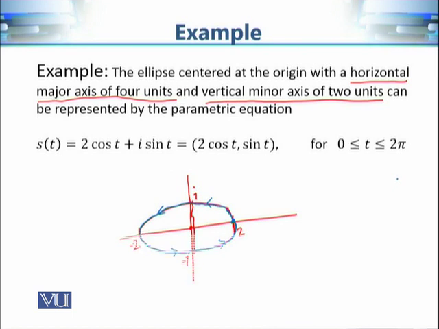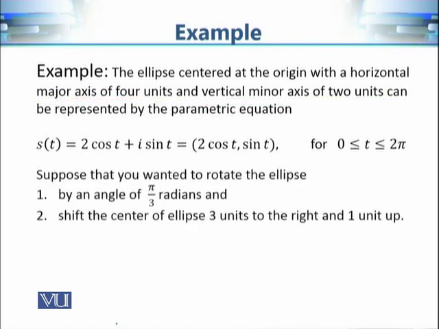Now we want to construct a linear transformation that first rotates the ellipse by an angle of pi by 3 radians, and secondly, also shifts the center of the ellipse 3 units to the right and 1 unit up. What does rotation by an angle of pi by 3 mean? In other words, we want a linear transformation that rotates the whole ellipse by pi by 3 angle. Okay, so this is the angle pi by 3. And it shifts the center of the ellipse 3 units to the right and 1 unit up.